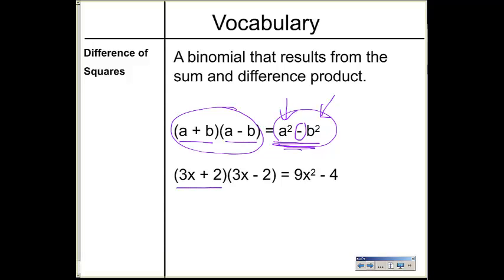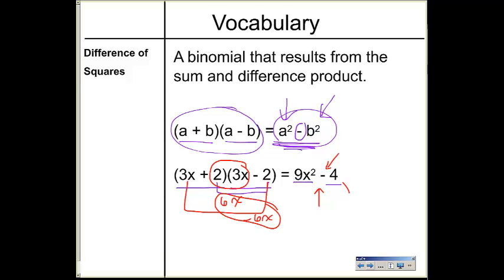So here's an example. 3x plus 2 times 3x minus 2 is going to give me 3x squared, which is going to be 9x squared. And then 2 times negative 2, which is going to give me the negative 4. And to show that there's no middle term, this right here will give us a positive 6x, and this times this out here will give us a negative 6x, and you can see that those two are going to cancel each other out. That's why there's no middle term here. But the difference of squares always has to have a minus here, with a perfect square there and a perfect square there. If you have a plus in the middle, or either of the two numbers on the outsides are not perfect squares, then you don't have a difference of squares.